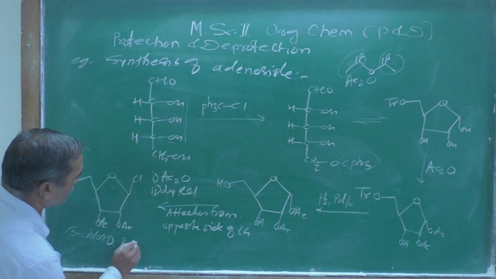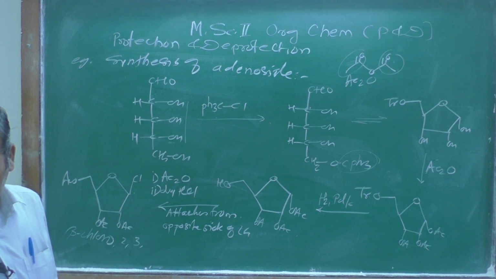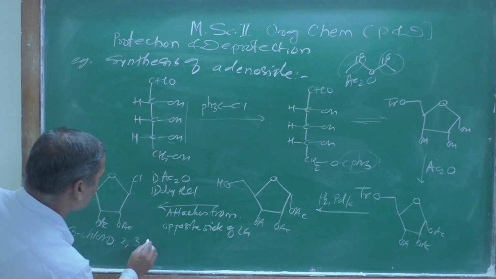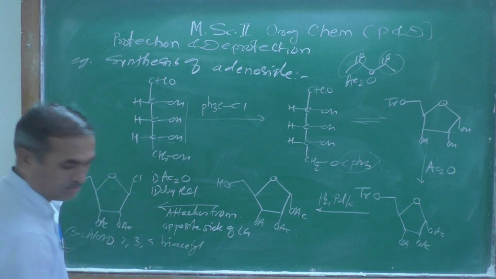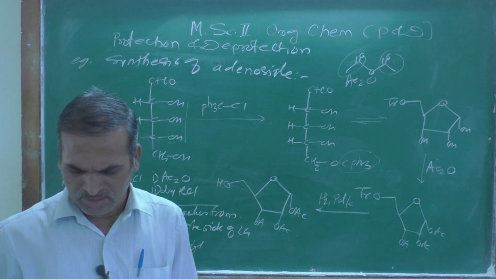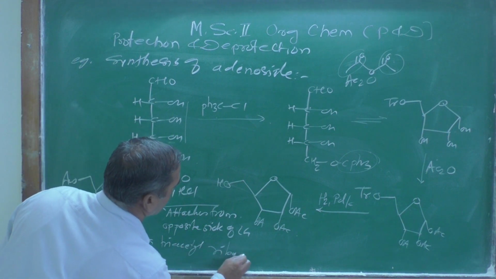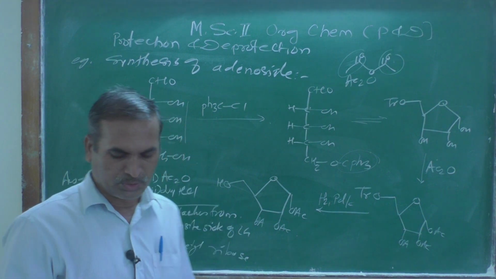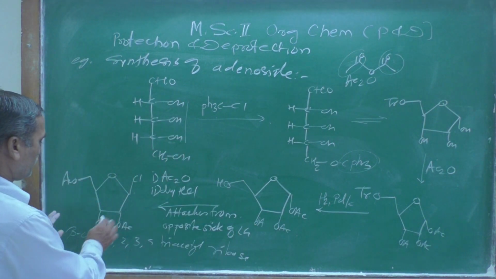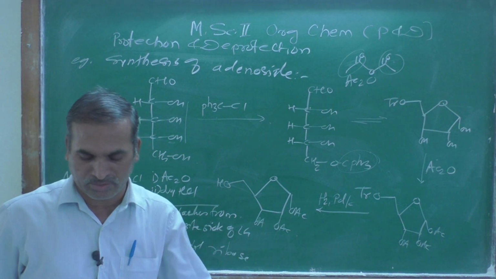Then 2,3,5-triacetyl ribose. This is a ribose, the half part of the sugar. So we can call this one part. This is the half part we got over here.